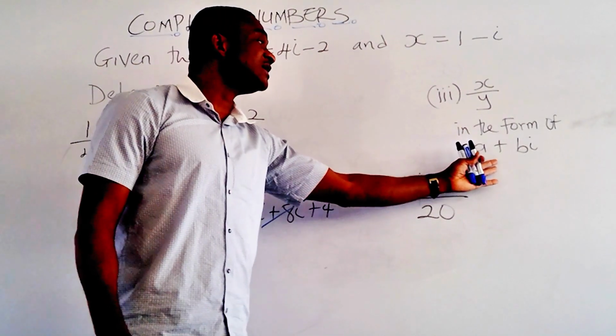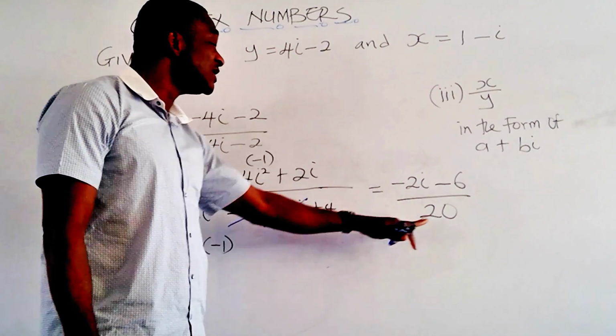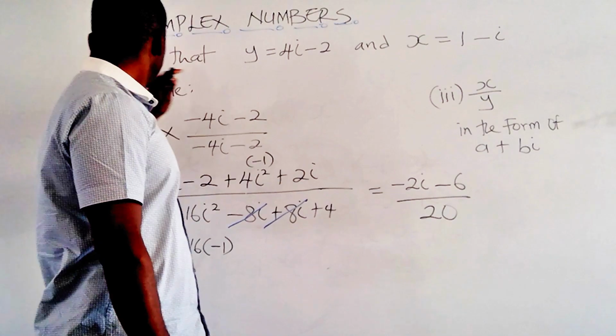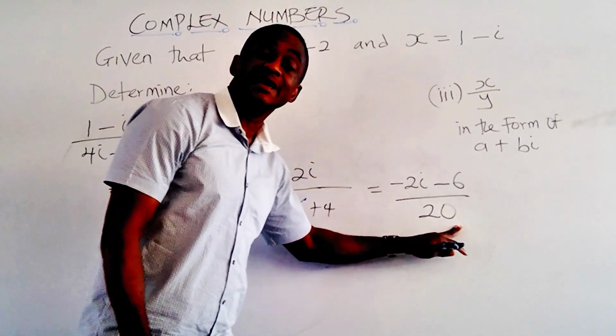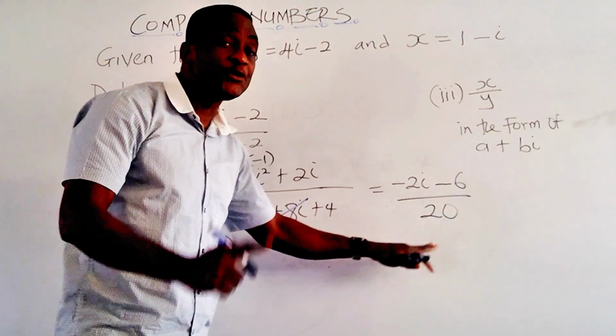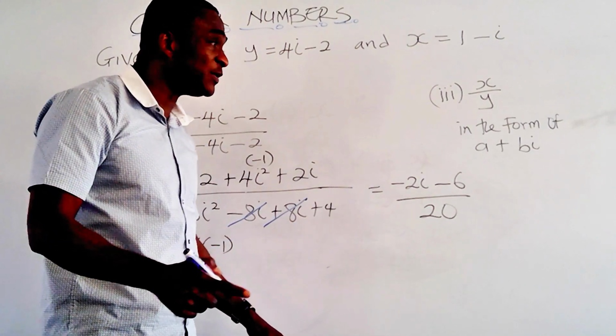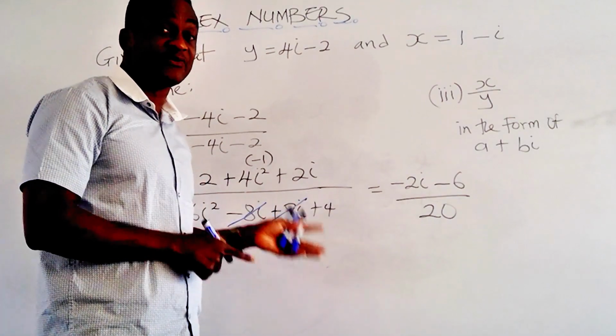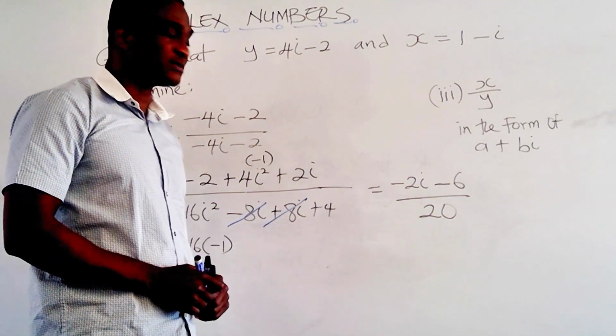We have rationalized because there is no complex number, or i, in the denominator. Please, that is how you know that you have rationalized properly. There shouldn't be any i in the denominator. That's the purpose of rationalizing in the first place.